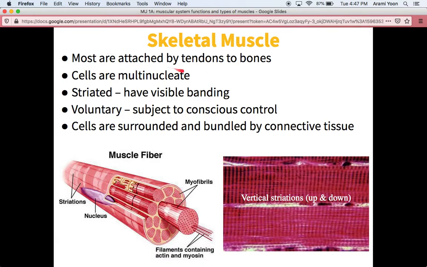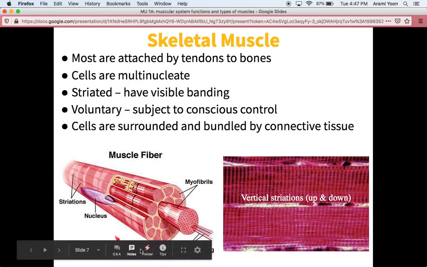So, skeletal muscle. Remember that they typically are attached to bones by tendons. They're multinucleate, meaning that here you just have one cross-section of a skeletal muscle cell. So this is a single cell here. And you can see that the nucleus is right there, just under the cell membrane, pushed up against the cell membrane because of all of the muscle fibers inside.